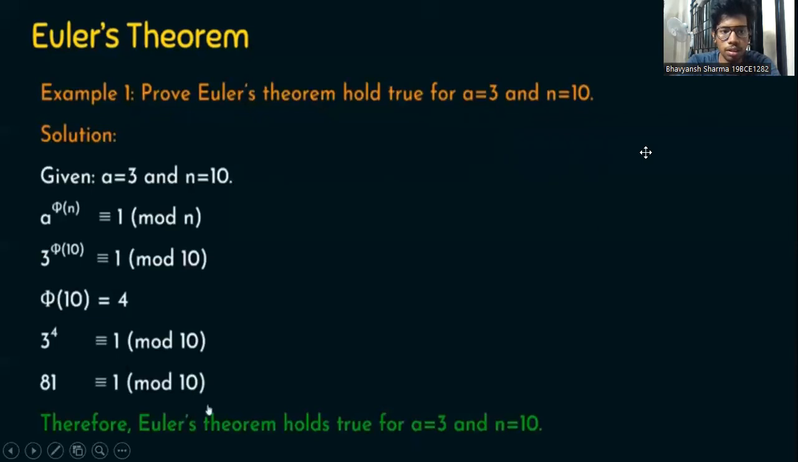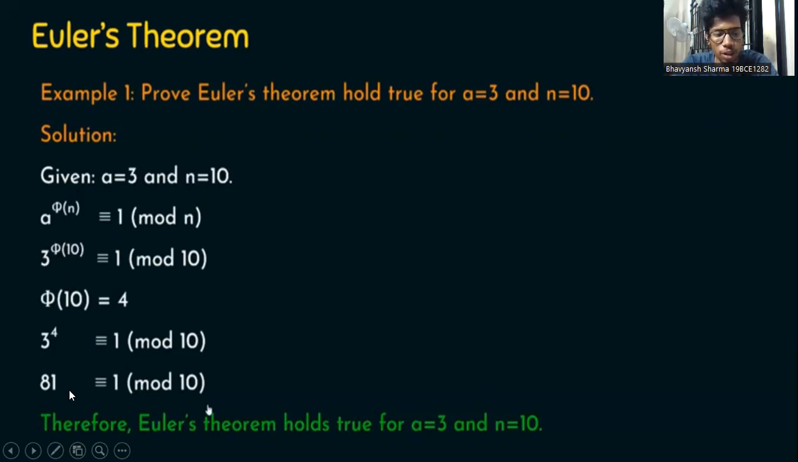The example is: prove Euler's theorem holds true for a equal to 3 and n equal to 10. The three conditions are: a should be a positive number, yes, a is positive; n should be a positive number, yes, n is positive; and the third condition is they should be relatively prime. The GCD of 3 with 10 is nothing but 1, so both of them are relatively prime with each other. Let's understand. Putting the values in the formula, we get 3 to the power phi(10) is congruent to 1 mod 10.